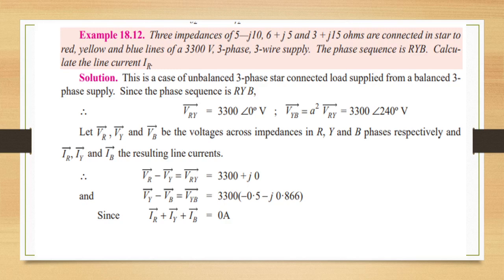They are connected to red, yellow and blue lines of a 3300 volts, 3 phase, 3 wire supply. Phase sequence is RYB. Calculate the line current IR. Let us see the solution. So this is the case of an unbalanced 3-phase star connected load supplied from a balanced 3-phase supply.